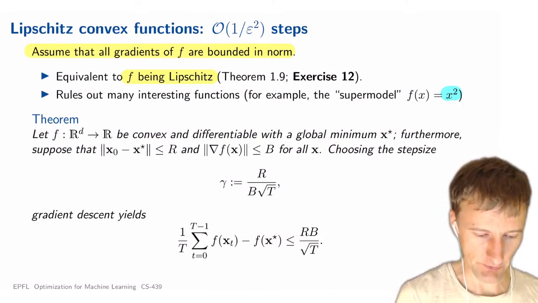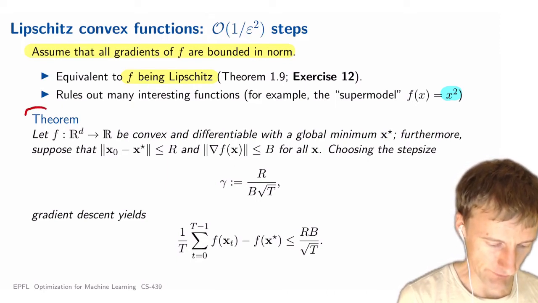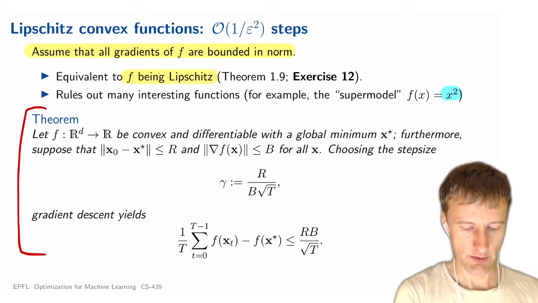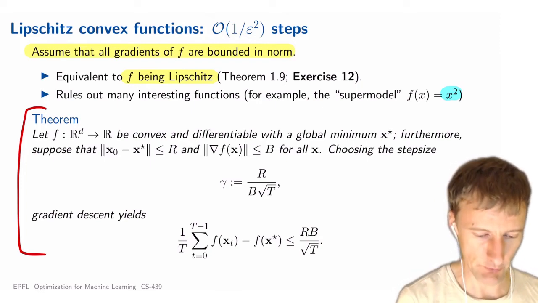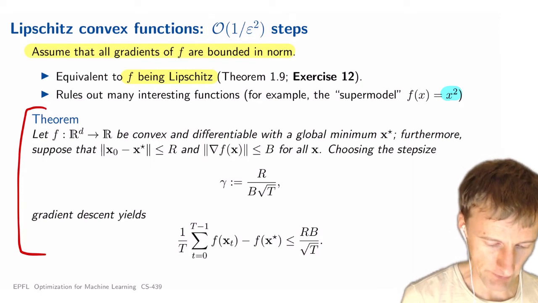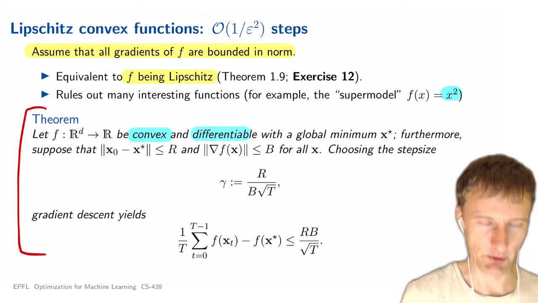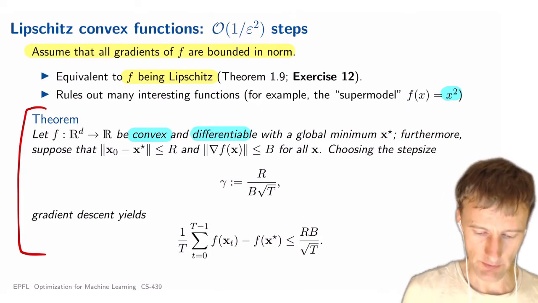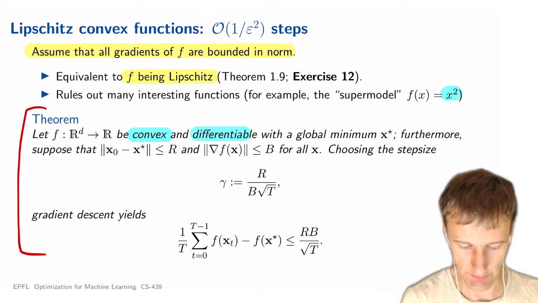Anyway, that's to discuss our assumption, and now let's discuss the result. The result is this main convergence theorem here. It's saying that if the function is convex, so that's something we need to assume. We discussed this on the previous slide. It needs to be differentiable so that we have gradients. And we want the global minimum to exist here, which is a technical assumption.